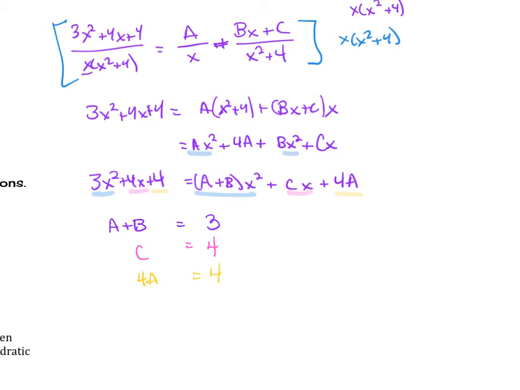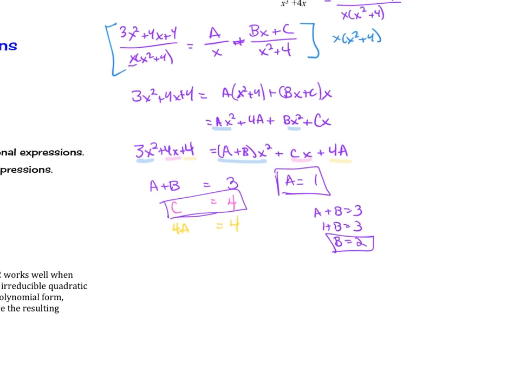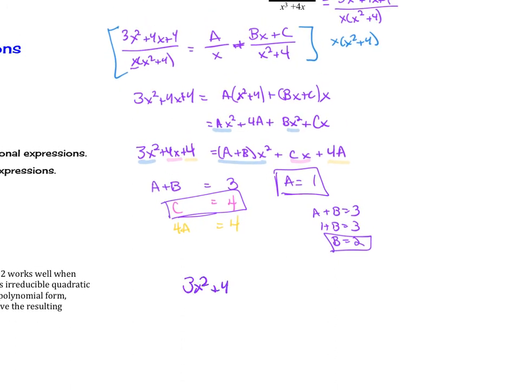So now we solve. We know C is 4. 4A equals 4, so therefore A will equal 1. So C is 4, A is 1. Let's solve for B. We have A plus B equals 3, or 1 plus B equals 3, or B equals 2. So this one was fairly nice. And so we plug it in. We have 3x squared plus 4x plus 4 over x times x squared plus 4, and that equals A, which is 1 over x, plus B, which is 2x, plus C, 4, over x squared plus 4.